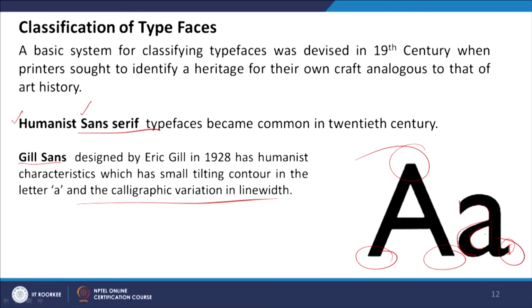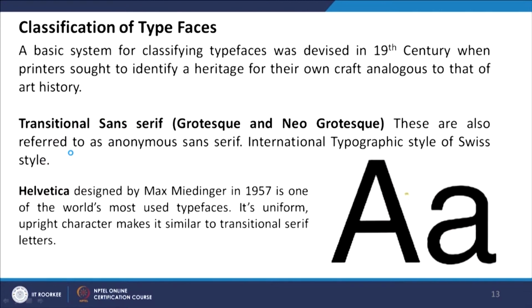And the small letters and the other letters, if you look at, there will be a variation. And in the later phases, when we go to other typefaces, these kinds of variations will also be minimized. So this is a humanist sans serif, which is Gill Sans. Now this is a transitional sans serif, which is going into the next phase.